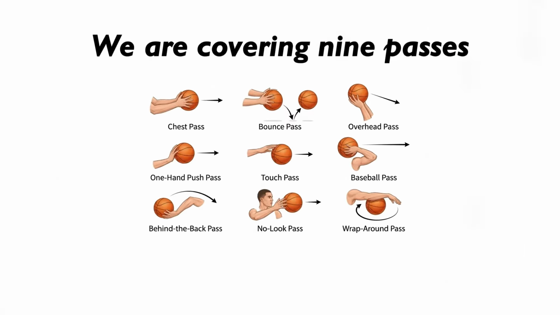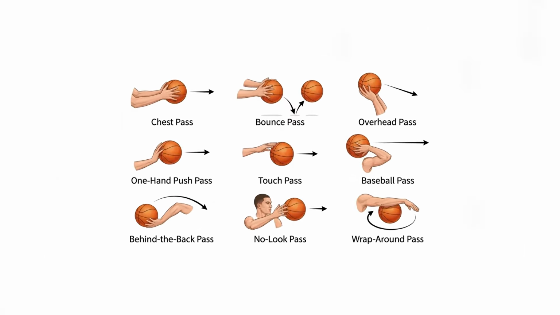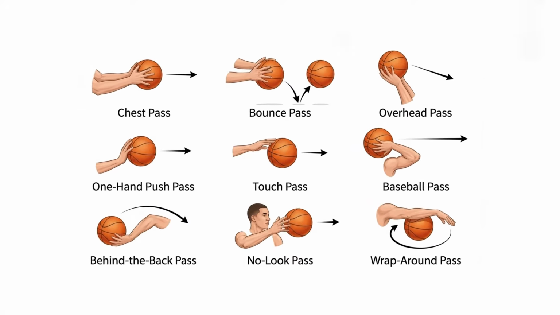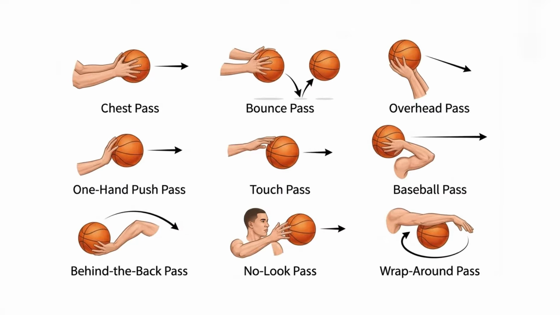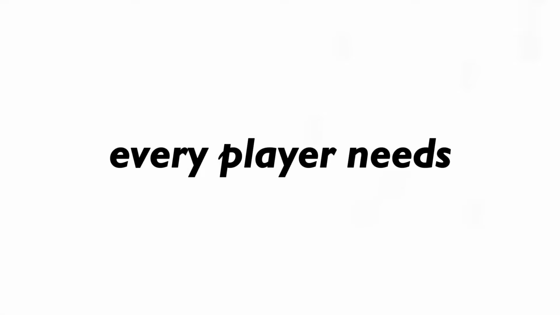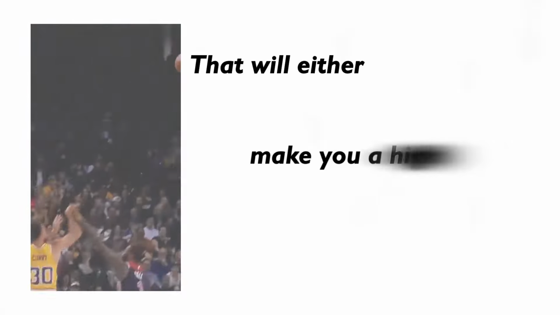We are covering 9 passes: the chest pass, bounce pass, overhead pass, one-hand push pass, touch pass, baseball pass, behind-the-back pass, no-look pass, and wraparound pass. The first 5 are the foundation every player needs. The last 4 are high-risk, high-reward weapons that will either make you a highlight or get you benched. Let us get into it.